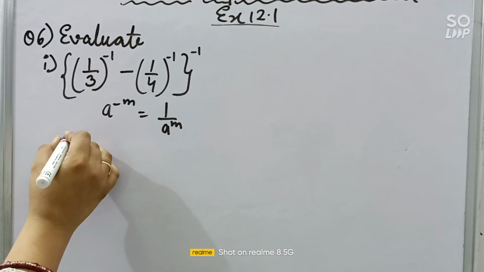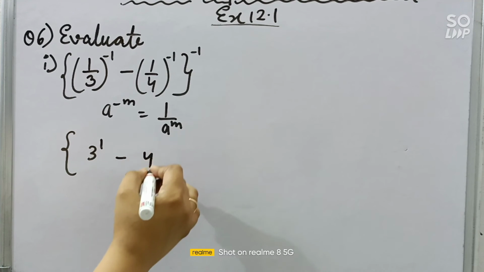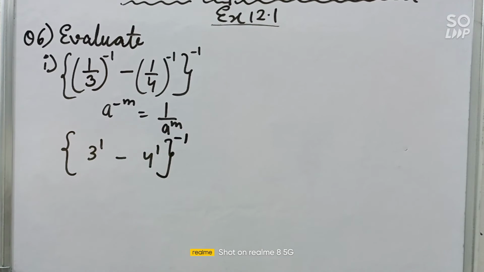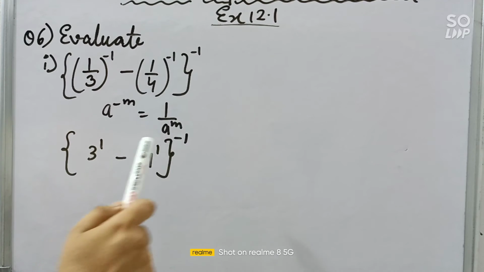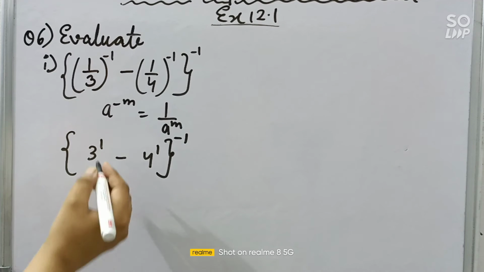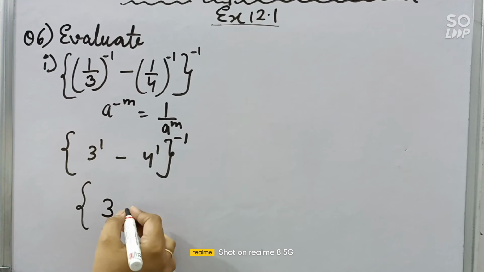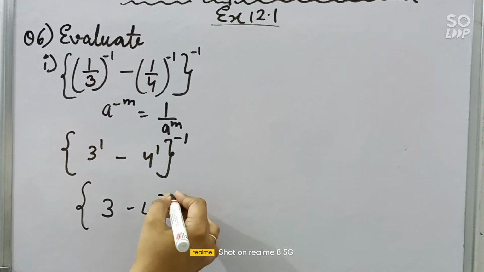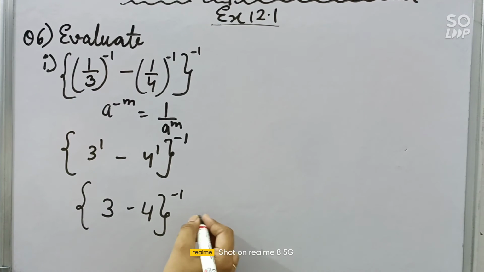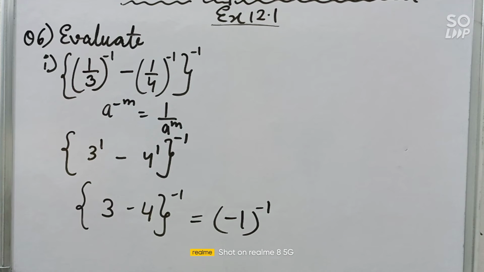So what we will do, after applying this law, we can write 3 raised to the power 1 minus 4 raised to the power 1 whole raised to the power minus 1. So we will make this exponent positive later on after solving these values. First we will solve this. 3 raised to the power 1 means 3 and 4 raised to the power 1 means 4 whole raised to the power minus 1. Now 3 minus 4 is minus 1 whole raised to the power minus 1.